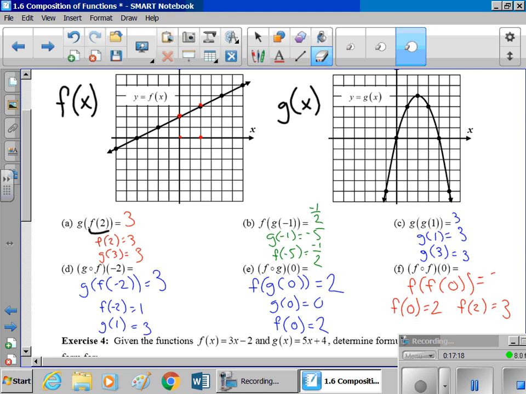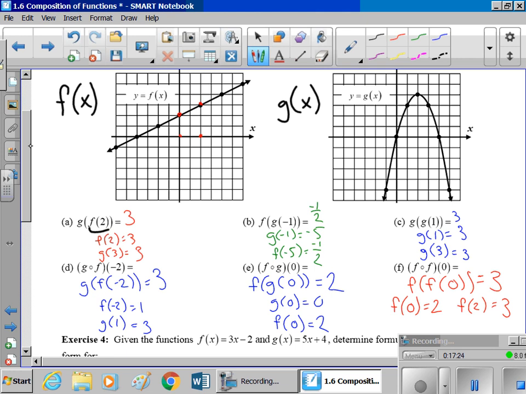All right. So hopefully the confusion is starting to leave you and you're getting a little more comfortable with these. We're going to move on to exercise 4 when you're ready.